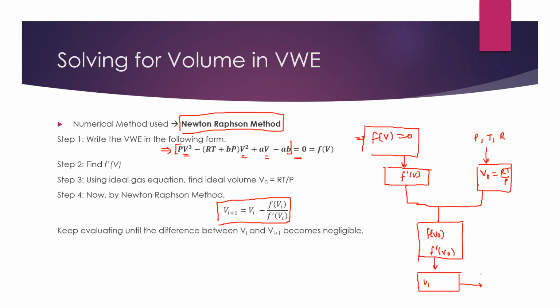Now check the difference. If the difference is very small, then we have V1 as the answer. If not, then send it back. Now you have to find f(V1) and f'(V1), then find V2. Then again check, and the procedure is repeated. This has to be repeated till the difference becomes very small, that is, negligible.